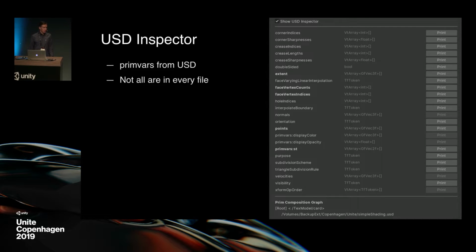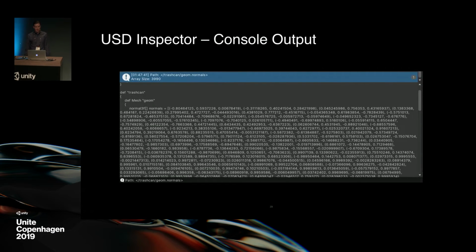So the USD inspector is available on every USD prim that comes in. What this allows you to do is inspect all the primitive variables that are coming from the USD file, whether they're going to be used inside of Unity or not, because all of these are available through the C# API. Not all of them are in every file, and if you'd like to inspect what the attribute values are, you can click on print, and it'll debug output to the console. Here I'm seeing an array of normals from an imported mesh.